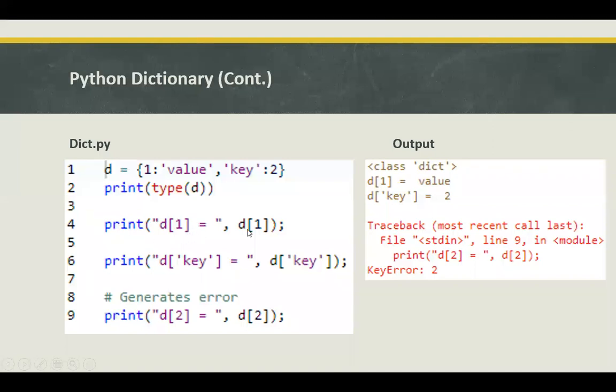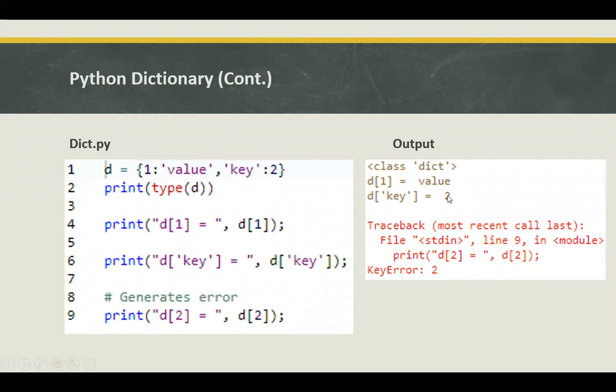Print D of 1. So the first element, how can you access it? By the key value. 1 is the key, available over there, so the output should be the value. So D of 1 is equal to value. Next one is print D of key. Is D of key available? Yes, this is a key. So by this key, you can access a value. So D of key is equal to what? 2. So in the output, there is a 2.